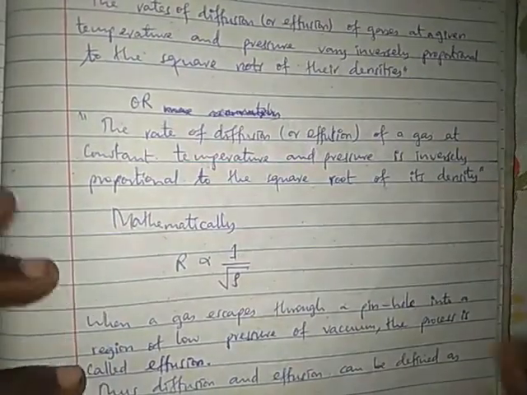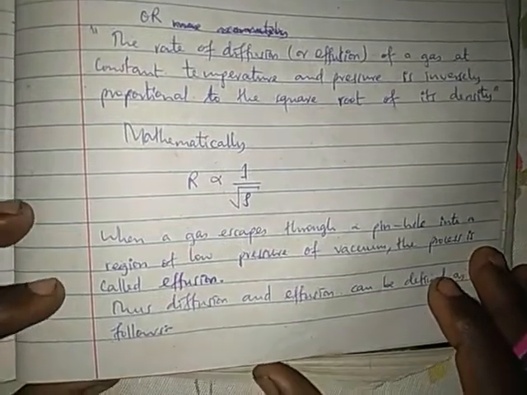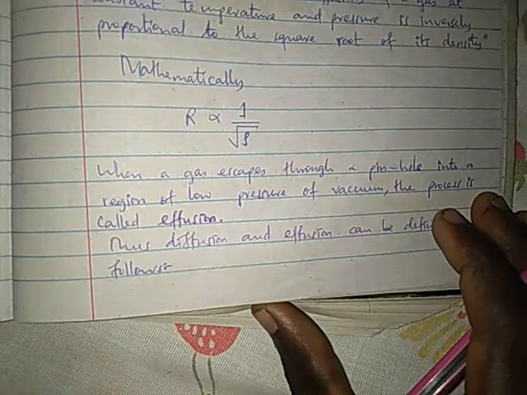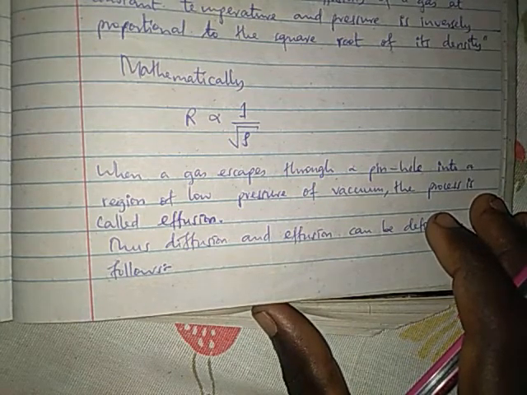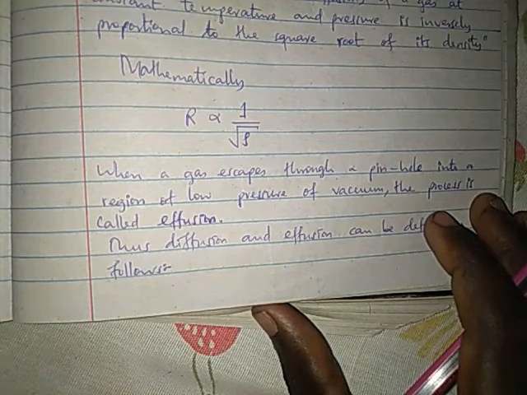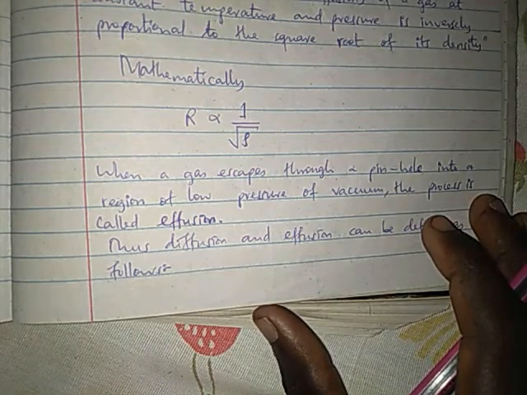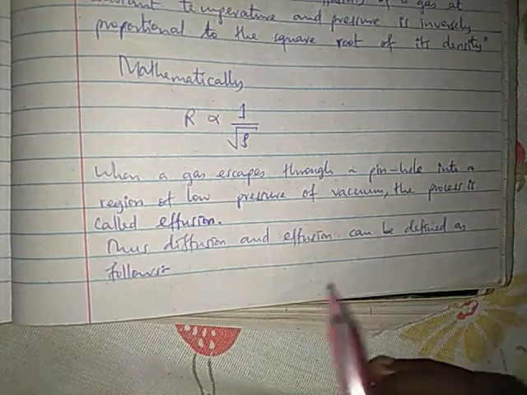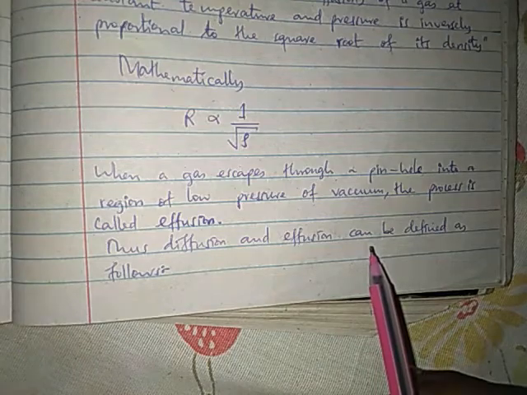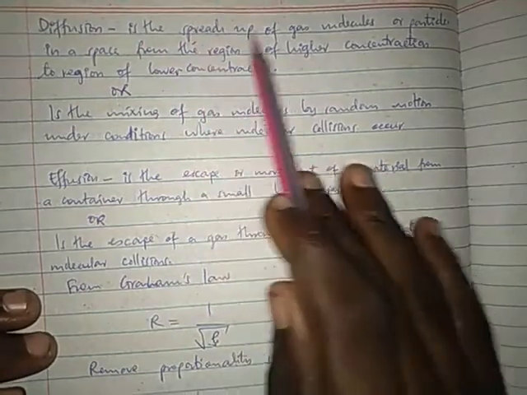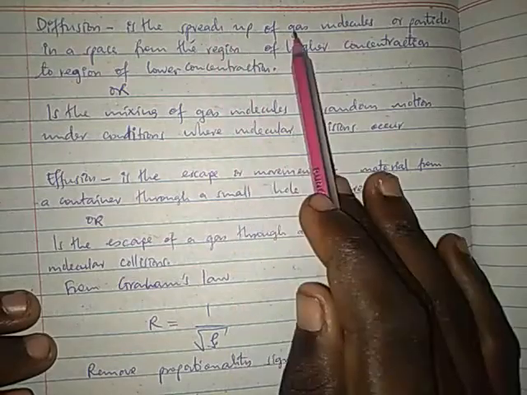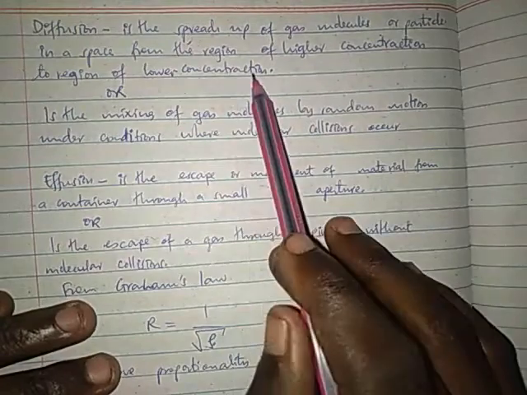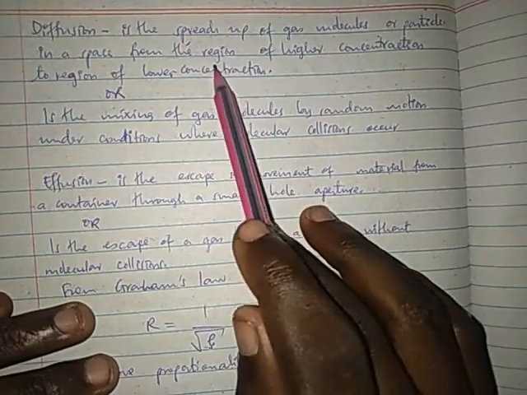So when the gas escapes through a pinhole into a region of low pressure or vacuum, the process is called effusion. Kwa effusion lazima gesi inapita kwenye small pinhole, lakini diffusion sio lazima kwa kuna small pinhole. Thus, diffusion and effusion can be defined as follows. Diffusion is the spread of gas molecules or particles in space from region of higher concentration to region of lower concentration. That is diffusion.